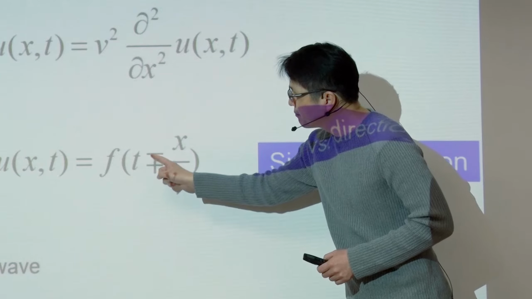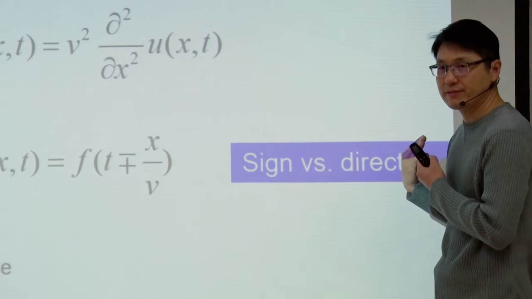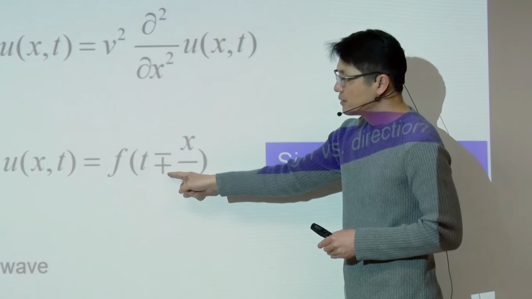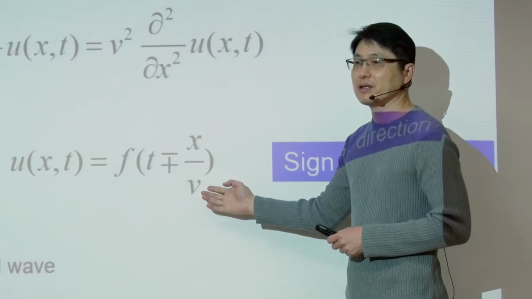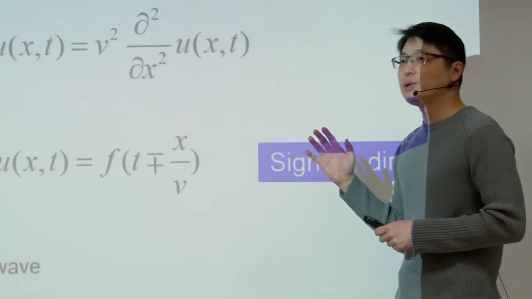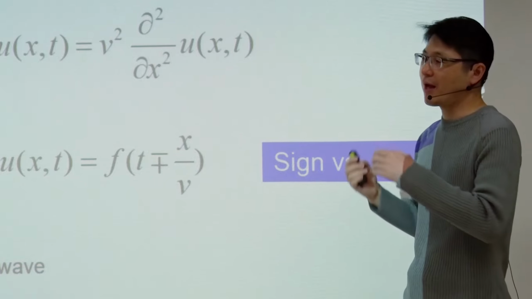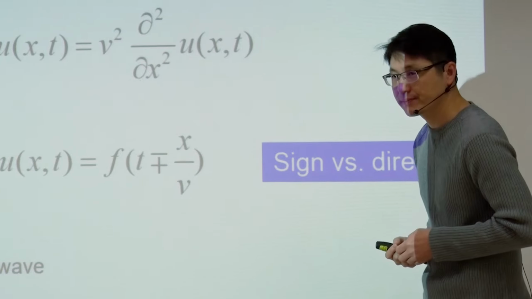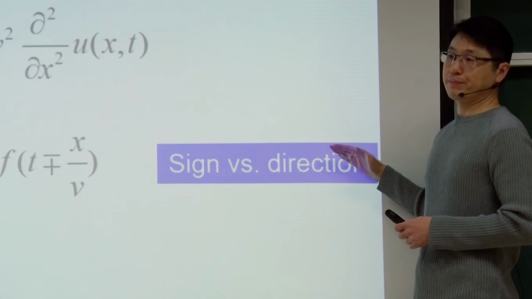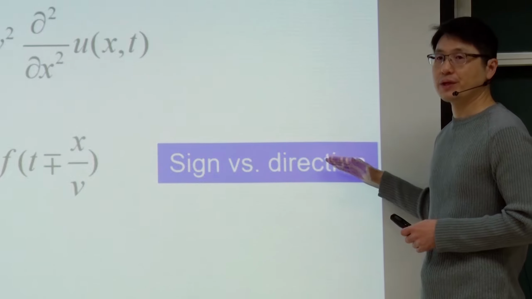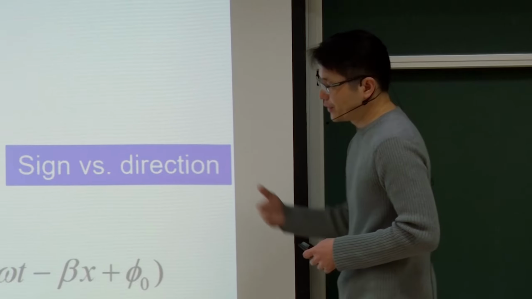Okay? So on Monday, we actually talked about the sign between time and space dependence. If you have t minus x divided by v, you have a forward propagating wave. On the other hand, if you have a plus sign, t plus x divided by v, then you have a wave propagating into the negative x direction. So you have a backward propagating wave. Okay? So the understanding of the sign versus the wave propagation direction is very important. Okay? Today, let's move forward.